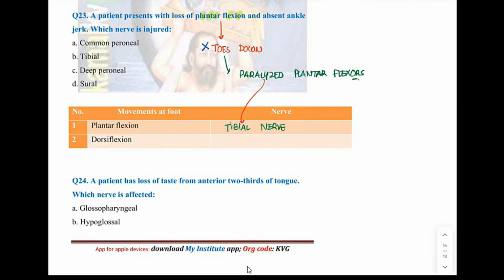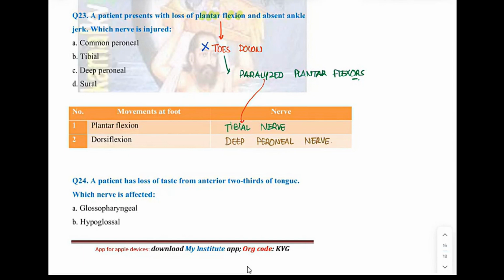And in the previous question, we discussed about the dorsiflexors, which are supplied by deep peroneal nerve. Okay. So this is the thing which you should remember. So no dorsiflexion means deep peroneal nerve paralyzed. No plantar flexion, it means tibial nerve paralyzed.